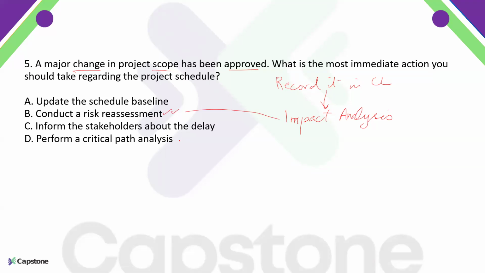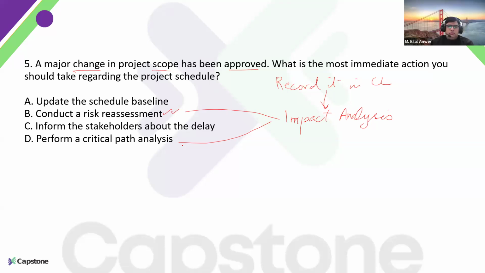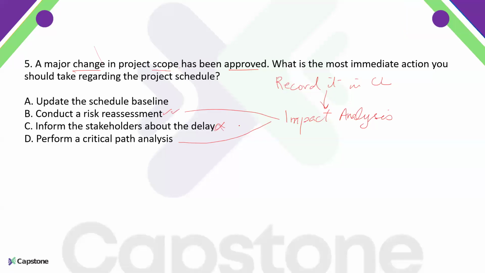Perform a critical path analysis. This should also have been done as part of impact analysis, because this information will also impact our stakeholders or our change control board when we are sharing the impact analysis. This is something we cannot assume, that maybe this project scope is about reducing the scope. It is not mentioned that it is increasing the scope. So these two are part of impact analysis. This is wrong to assume.